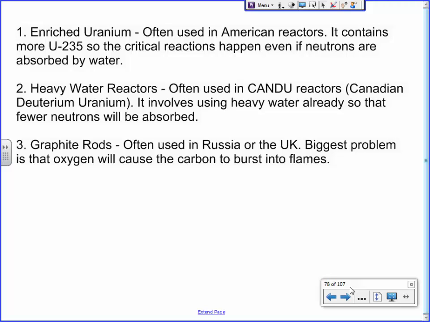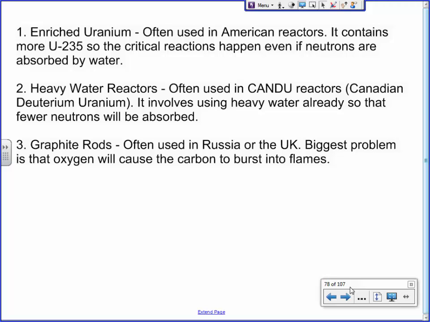In Canada, we actually have what are known as the CANDU reactors. Have you ever heard of these before? CANDU stands for Canadian Deuterium Uranium. And so what they do is they use heavy water already. And if they use heavy water, then it means that it can't absorb neutrons because it's already heavy. So these are ways to prevent the slowing down of neutrons, by the way.